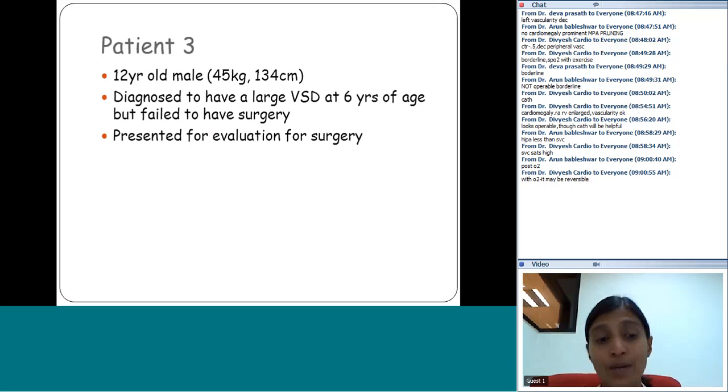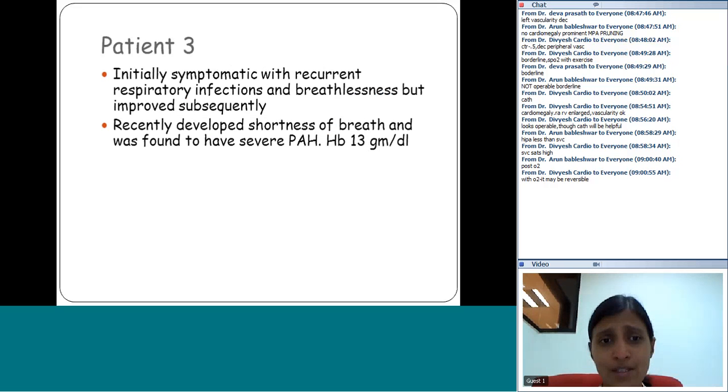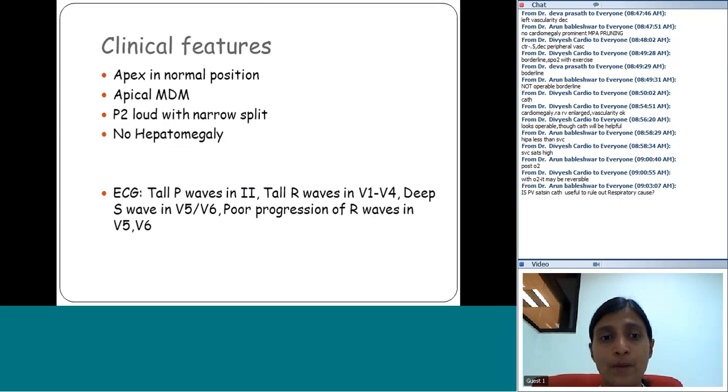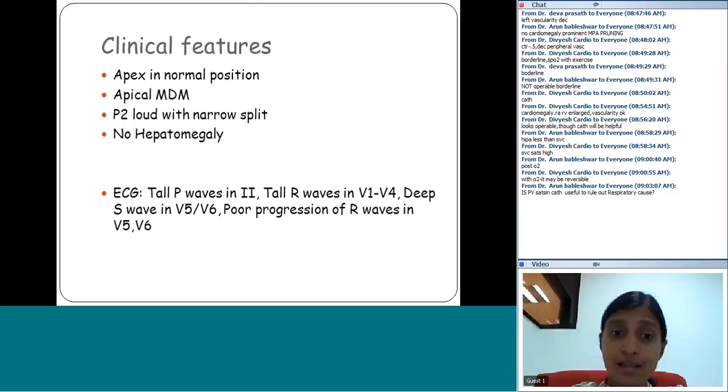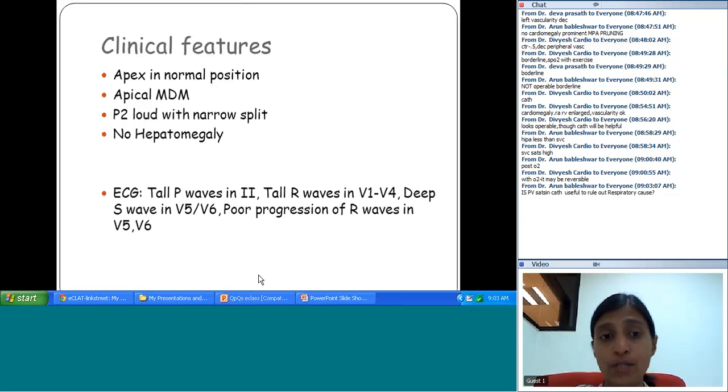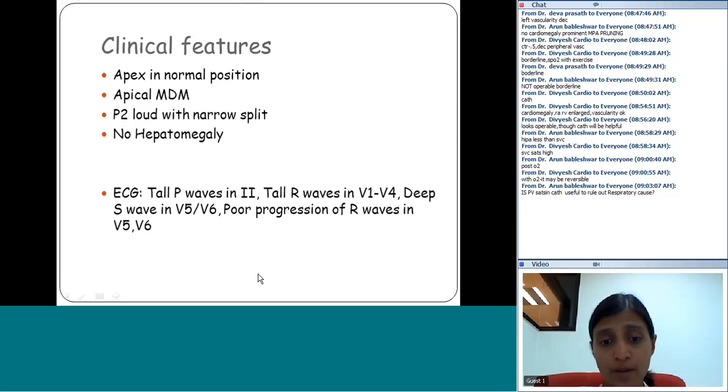Okay, and this is the last patient, a 12-year-old, similar sort of story, large VSD, evaluated. He was initially symptomatic, but subsequently his symptoms have improved, and that is usually a warning sign. But he does have an apical MDM, and although he has a loud P2, he does have an MDM. This is his X-ray. It shows cardiomegaly.